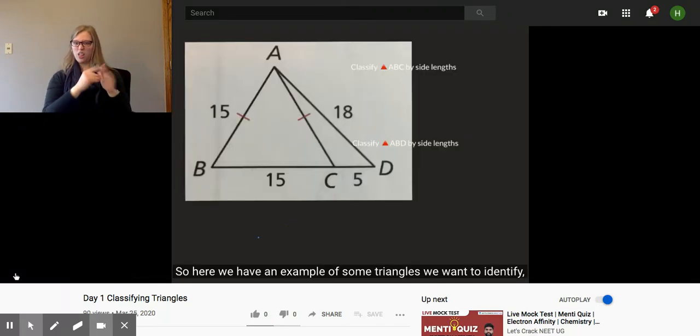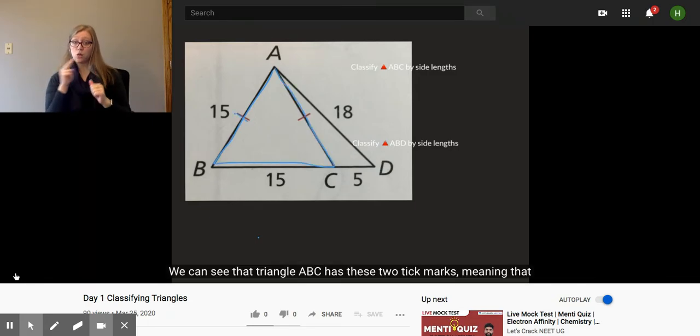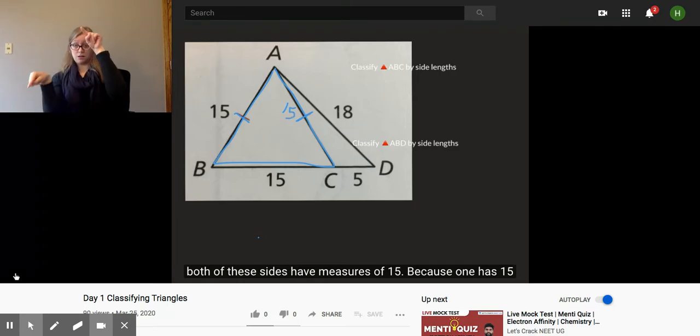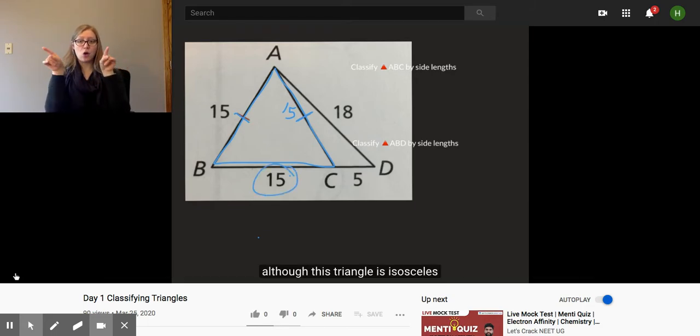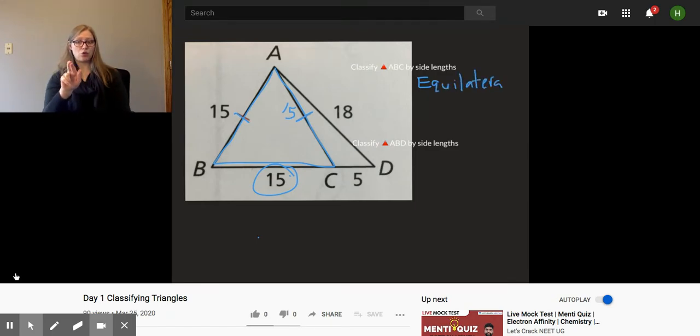So here we have an example of some triangles we want to identify, or classify rather, by their side lengths. And the first one we're going to look at is triangle ABC. We can see that triangle ABC has these two tick marks, meaning that both of these sides have measures of 15, because one has 15, the other one is also 15. And then if we look at the third side down below, that is also 15. So although this triangle is isosceles, the better name for it would be equilateral. So we're going to name this an equilateral triangle.